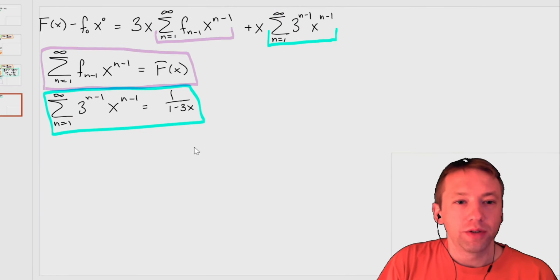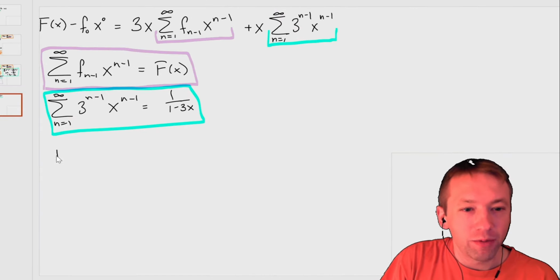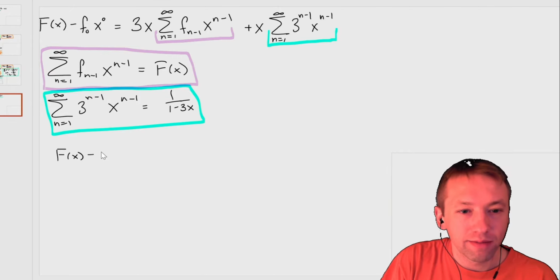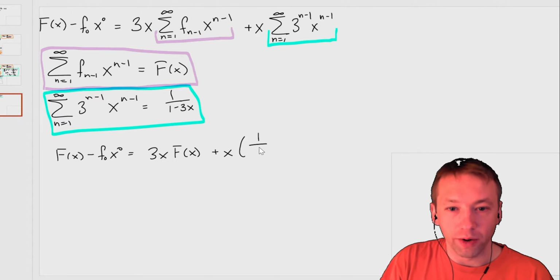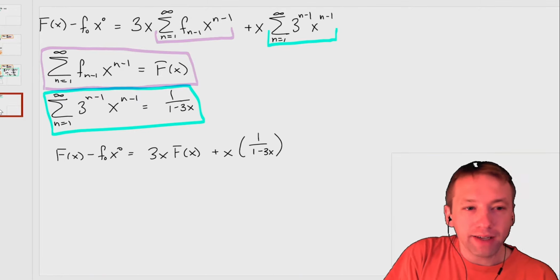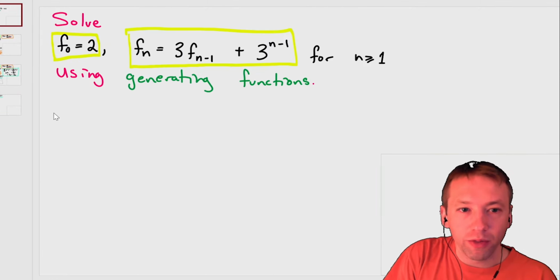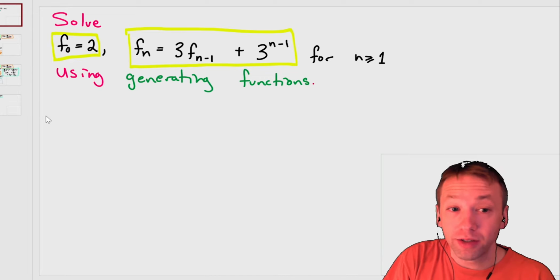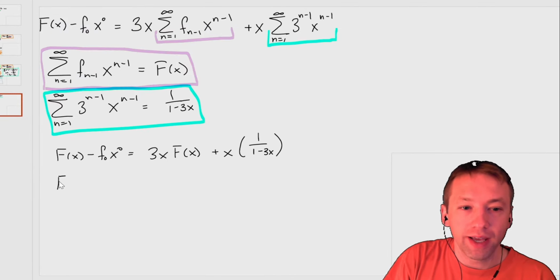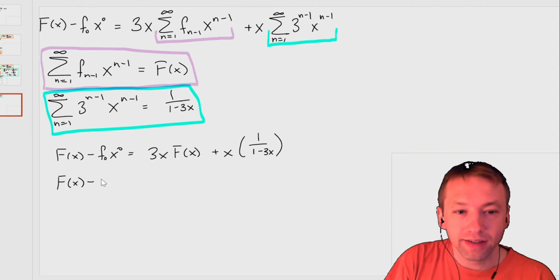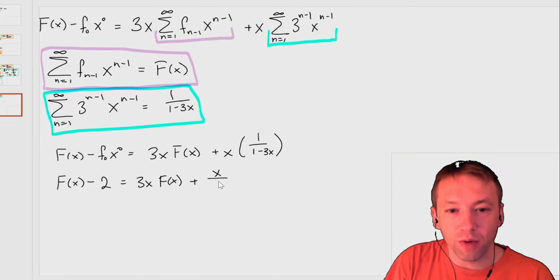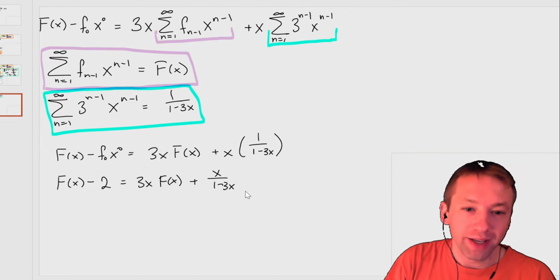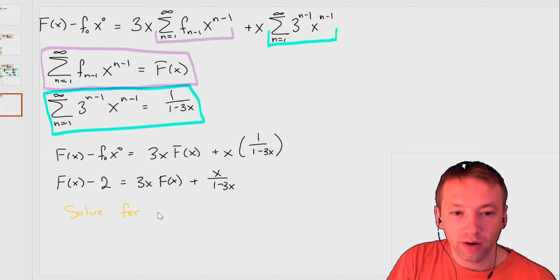So now if I substitute this into my equation, what I have is that f of x minus f0 x to the 0 equals 3x f of x plus x times 1 over 1 minus 3x. Now if we think back to the original problem, remember we were told that f0 is 2. So we can plug that in. So what we get here is that f of x minus 2 is 3x f of x plus x over 1 minus 3x. So now what I want to do is solve for f of x.